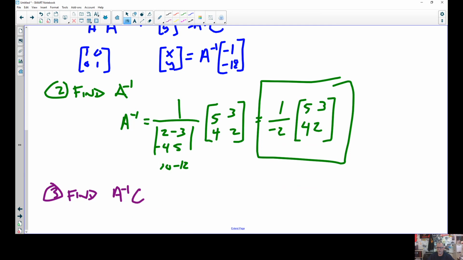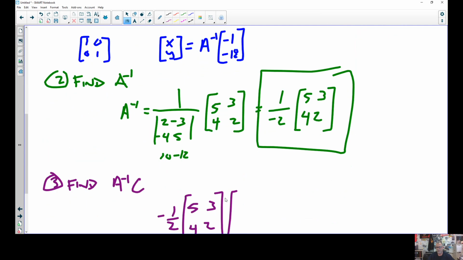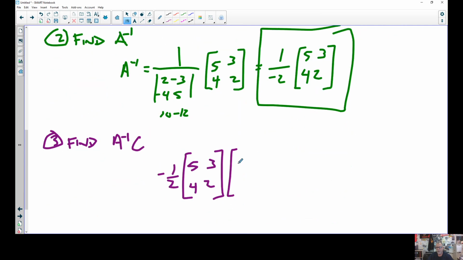So for us, that's going to look like this. That's going to be A inverse, -1/2 times 5, 3, 4, 2. And you could distribute this if you want, but what I'm going to show you is we're going to be multiplying this by that matrix up there, -1, -18. And when we do that, it's easier to multiply these two. I'm going to leave the -1/2 where it is.